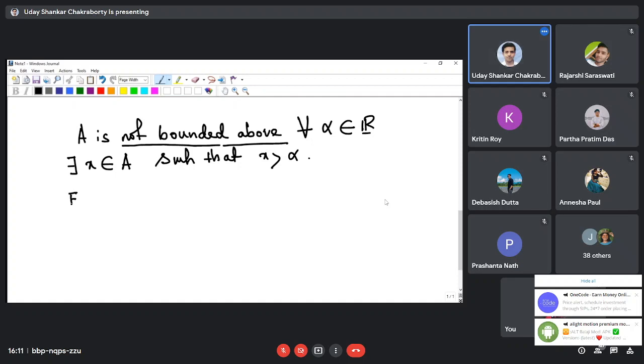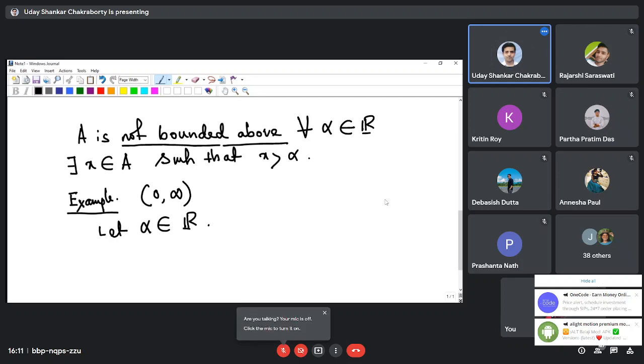For example, if I give you this set, somebody told 0 to infinity, let me take this. Now this set is not bounded above. Why? Because you take any alpha, let alpha belong to R. Now in order to show that this set is not bounded above, you have to produce an element inside the set which is greater than alpha. Alpha is simply a real number I have taken.